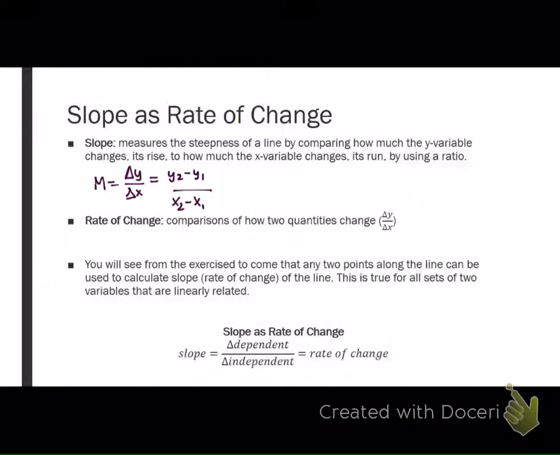So rate of change is a comparison of two quantities. Think of a rate that you guys know about. Can somebody give me an example of a rate? Something per something. What's a rate you hear about a lot, Justin? Miles per hour. So it's a comparison of two things. Miles over hours, right? And that gives you the speed of your car or whatever you're running. That is a typical rate you guys are used to, right?